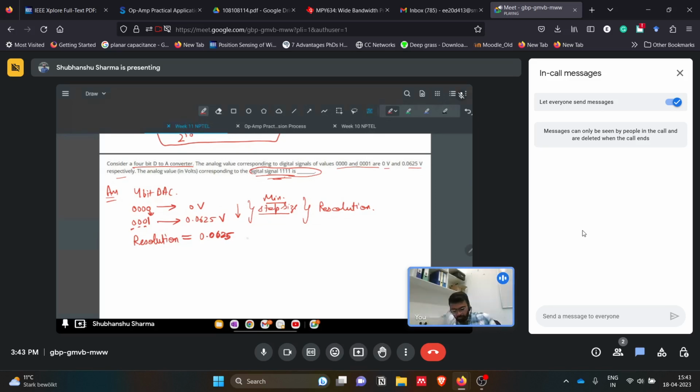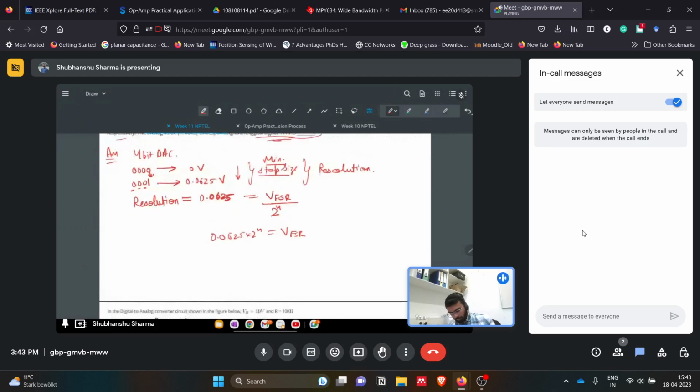Okay, resolution is given. Then resolution is what? V full scale value or range divided by 2 to the power 4. So if we multiply this with this, 5 into 2 to the power 4, we'll get V full scale range. And the output then is given by 0.0625 into 2 to the power 4 into 1 by 2 plus 1 by 2 square plus, okay, this is there. So based on this, we have this.